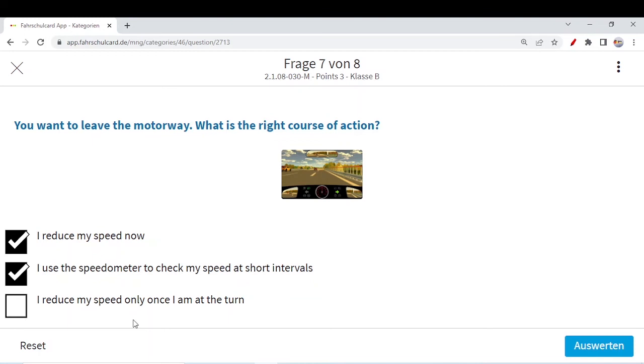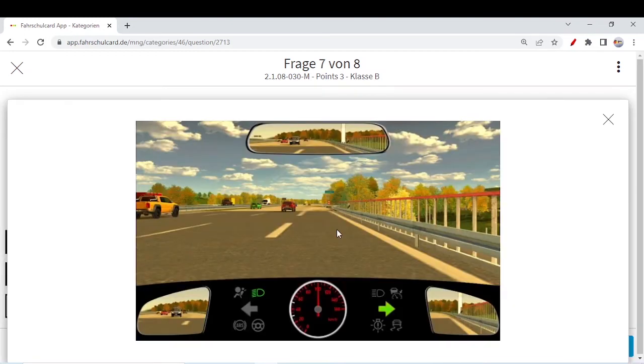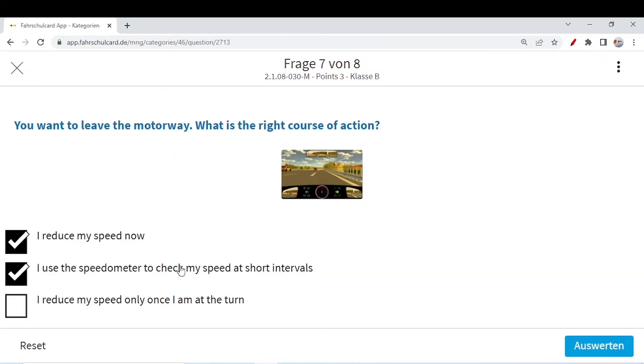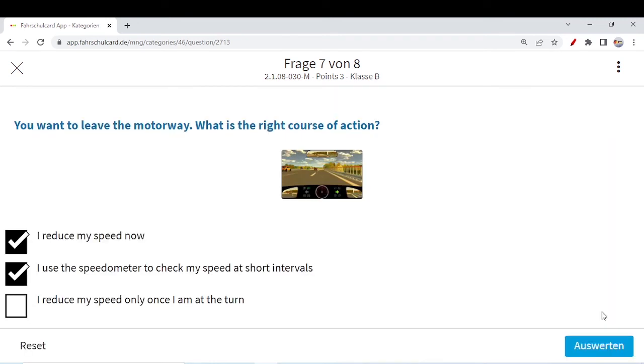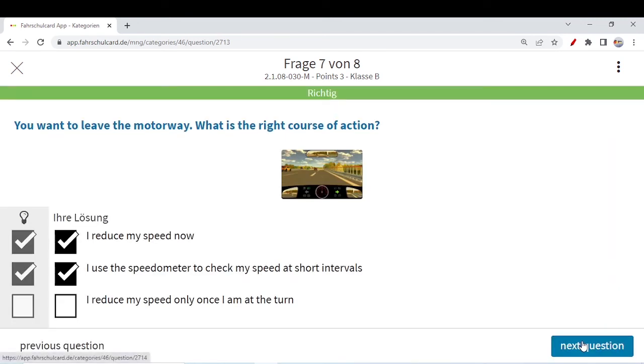I reduce my speed only once I am at the turn. No, as you change the lane and come to the leaving lane, you have to decrease your speed right at that moment to a particular level, 40 or 50, depending on your driving skills, how you can control the car, and the condition of your car. So reduce my speed only on the turn? No, brake before the turn. So only the first two options are correct.